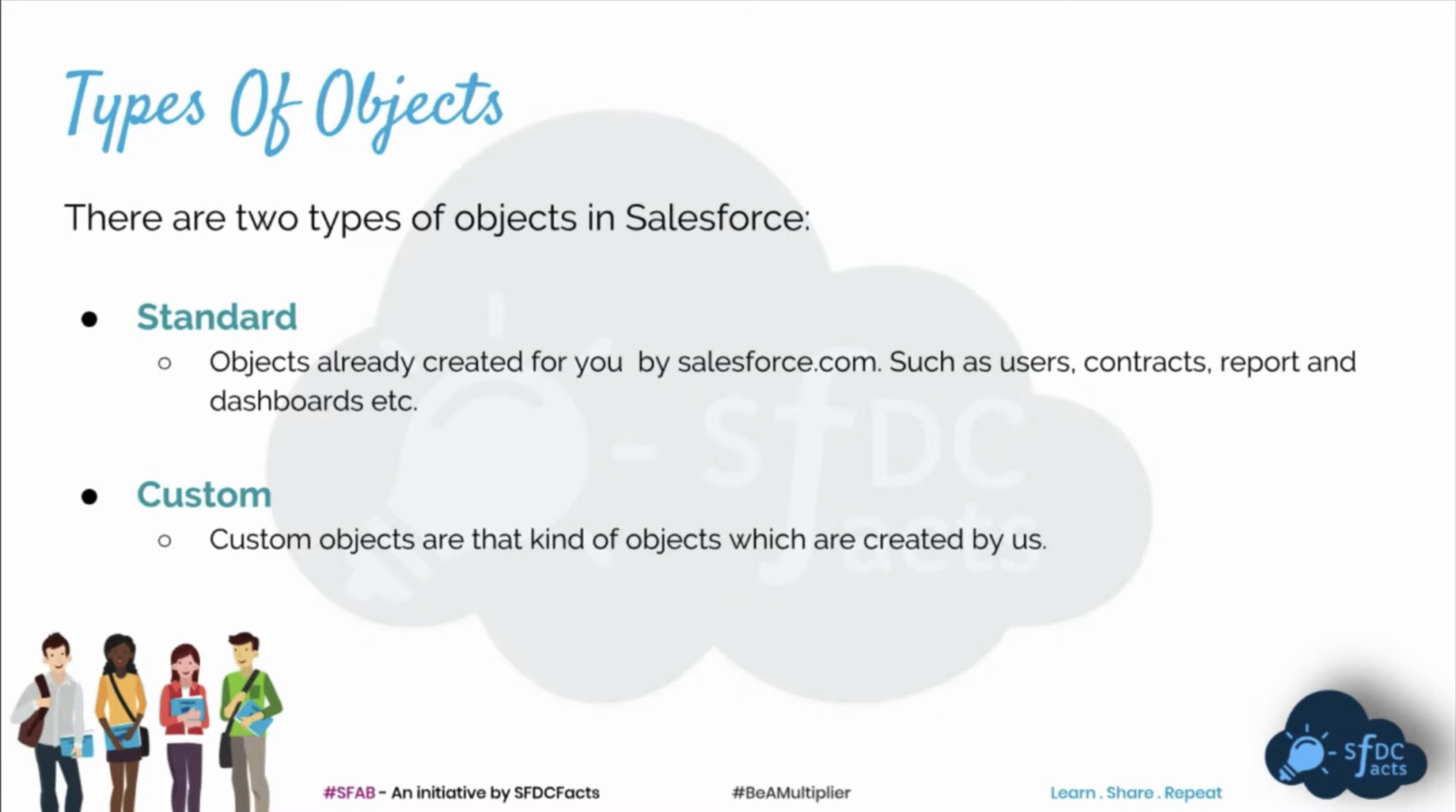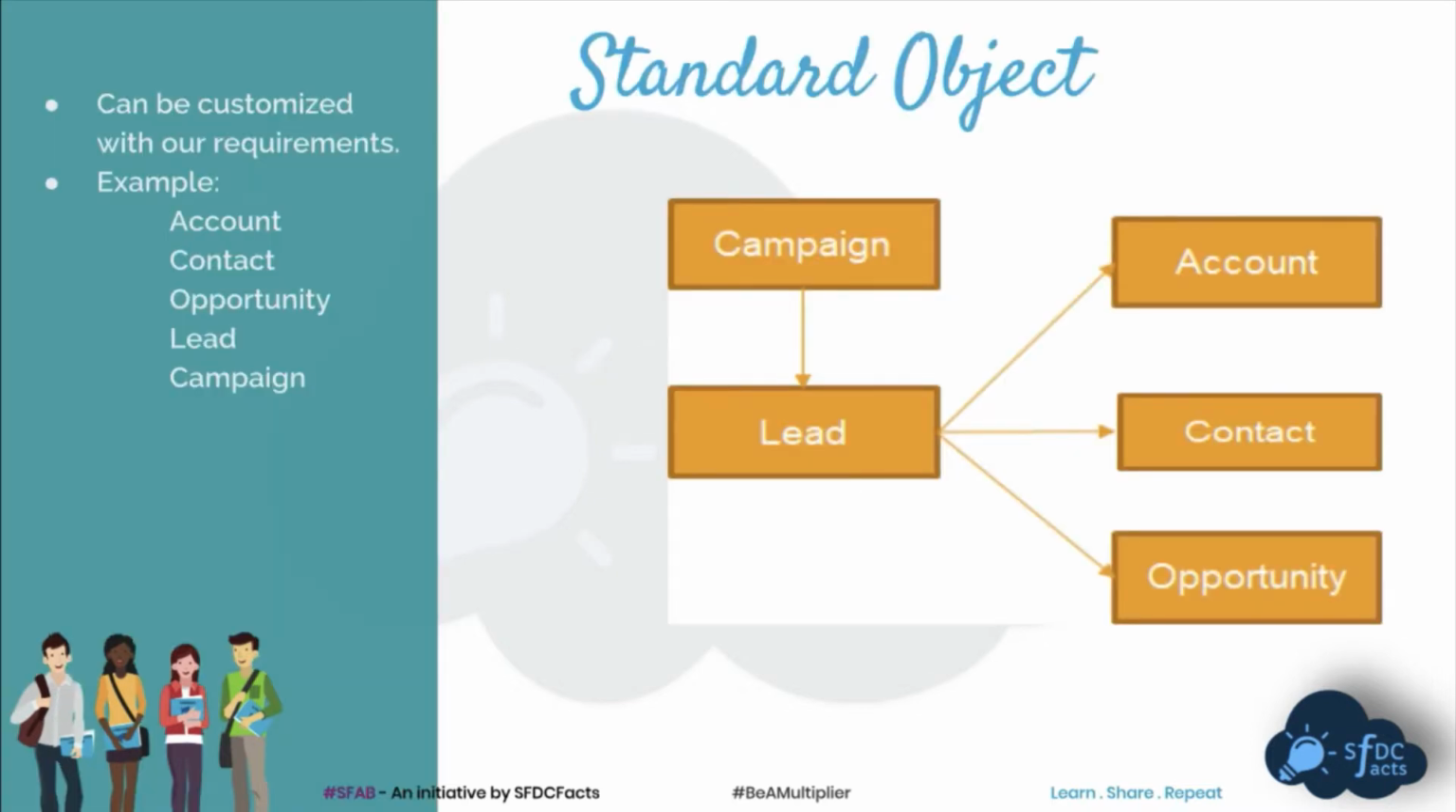So let's first understand what a standard object is in Salesforce. As we already discussed, a standard object is an object which is already created by Salesforce.com and given to us. It has some standard fields which are already there. We can customize this standard object by creating our own fields. Examples of some very basic and important standard objects in Salesforce are account, contact, opportunity, lead, and campaign.